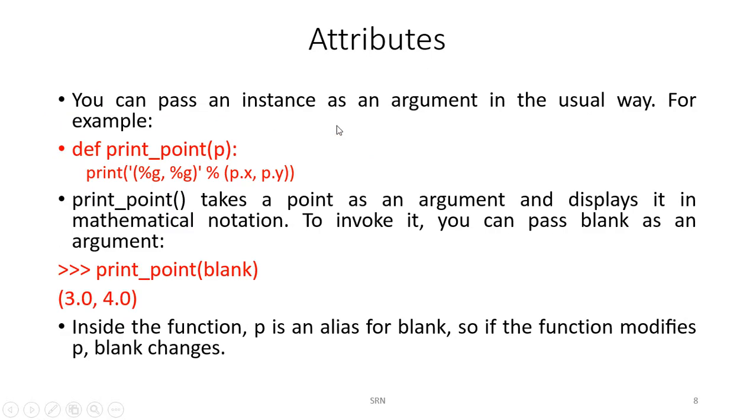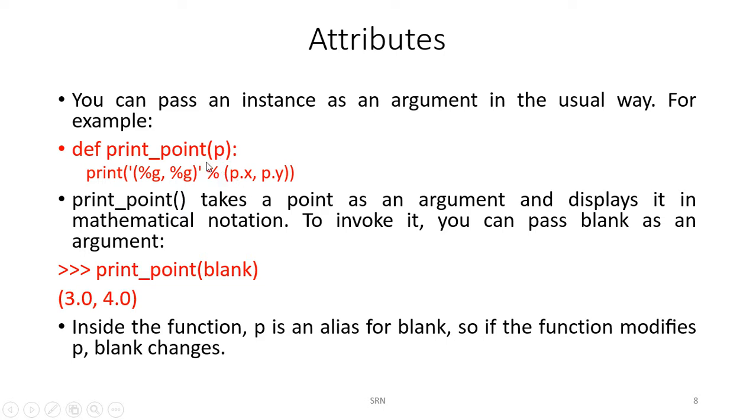We can also pass an instance as an argument in the usual way to a function. See that we have defined a function. Define print_point(p), and this is printing this point. That is, you are trying to print p.x and p.y. Now we have understood what this statement means. Now this is a function, so you should remember what functions are. We have written def, a keyword to define a function. print_point is the name of the function, and we are passing p as an argument to it, and we are printing the values here.